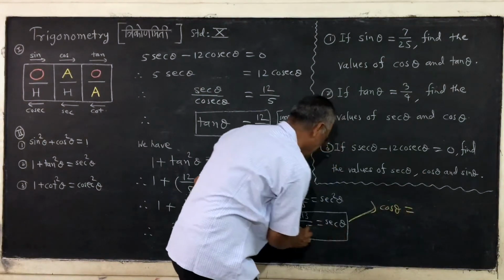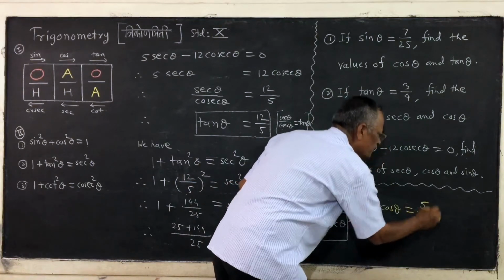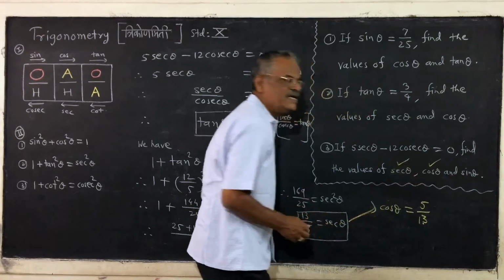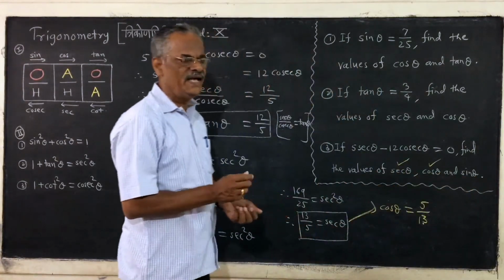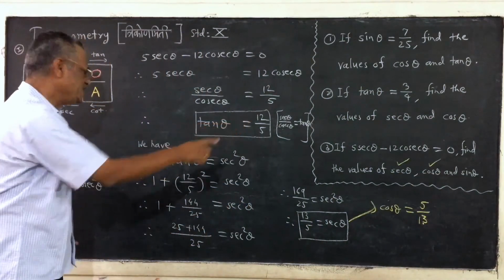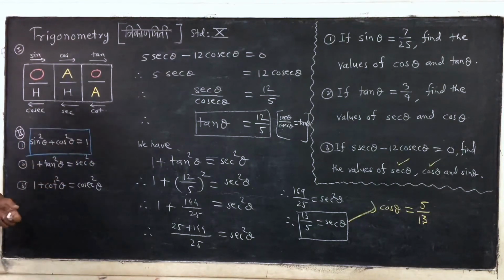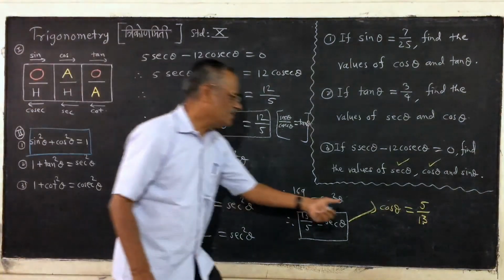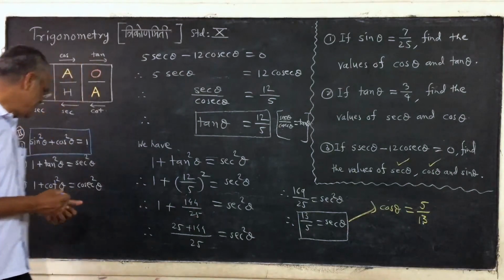When we know sec theta, after that you can write down cos theta. What is that? Cos theta is equal to 5 upon 13. This is calculated. What is the remaining there? Only sin theta. To calculate sin theta, we can use this relation. What is that relation? Sin square theta plus cos square theta is equal to 1. When we know that cos theta is equal to 5 upon 13, we can use this identity.